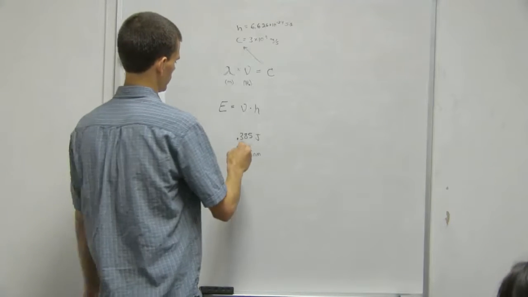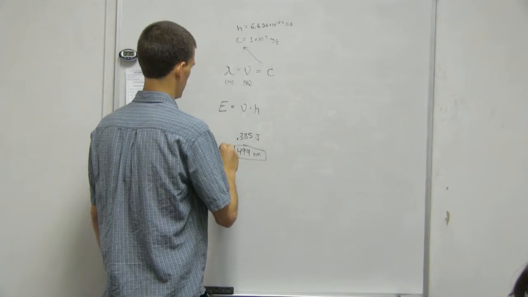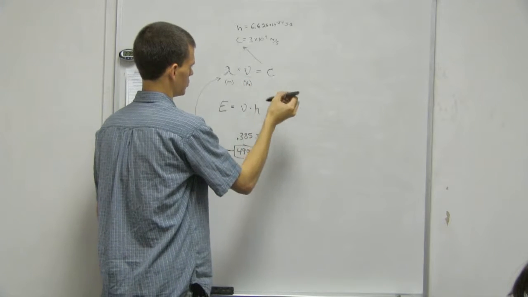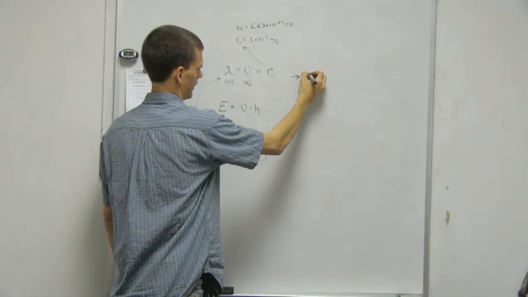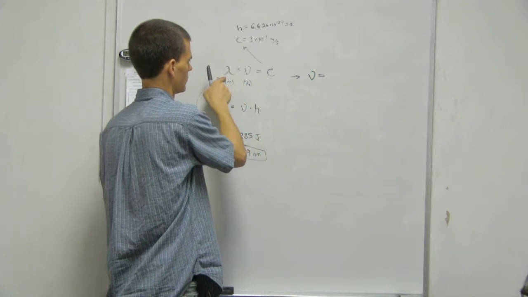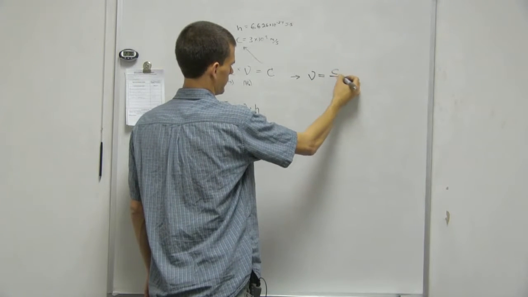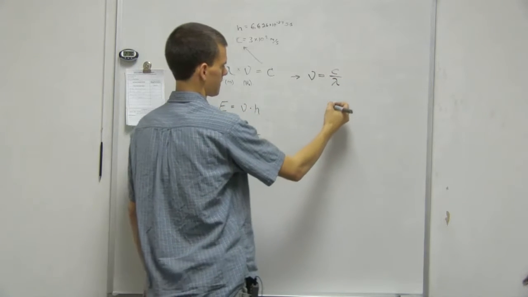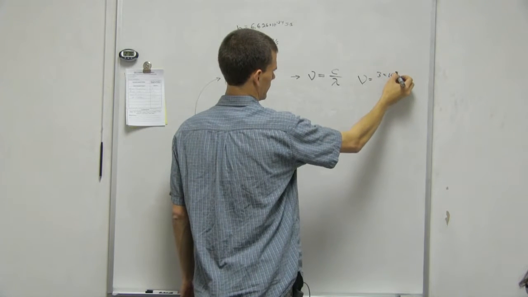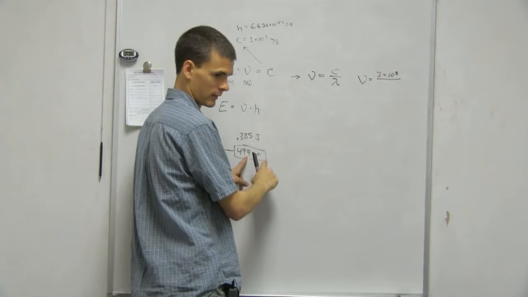So what you'll do is take this number, plug it in here, and solve for frequency. We rewrite this equation by dividing both sides by wavelength, so frequency equals C over lambda. Then we plug in our units: 3 times 10 to the 8th divided by our wavelength, where we have to convert nanometers to meters.